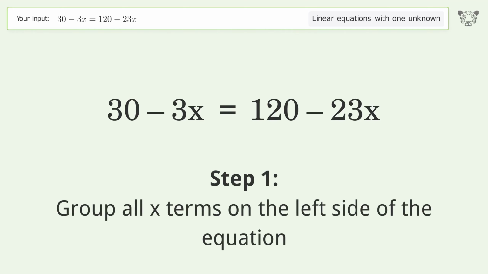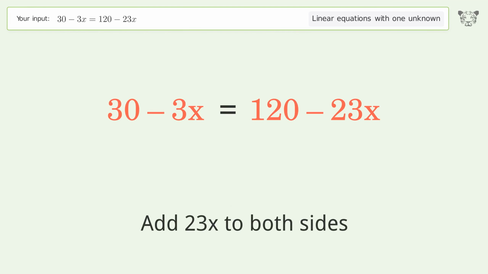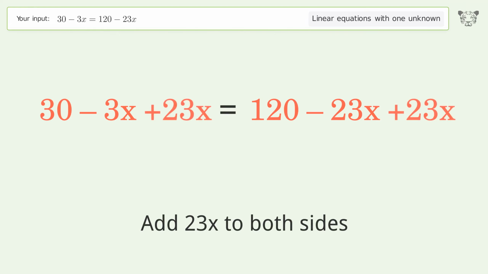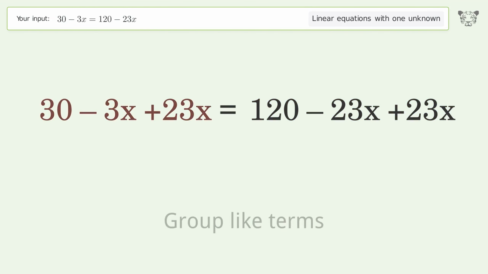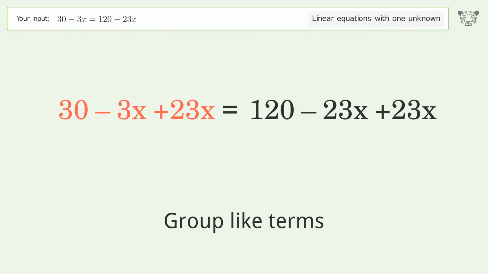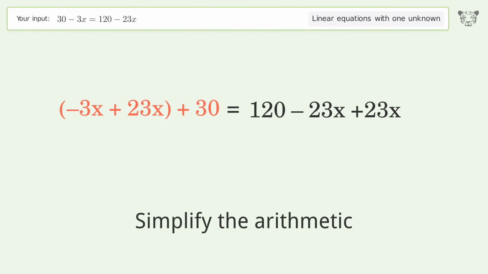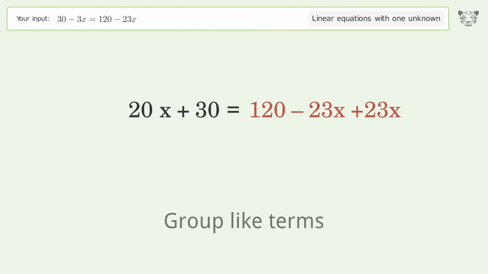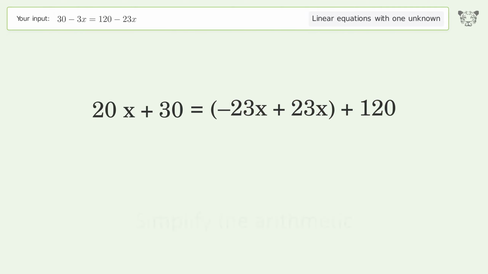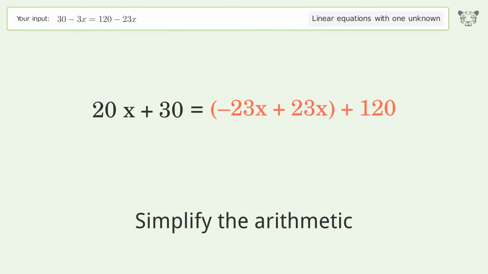Group all x terms on the left side of the equation. Add 23x to both sides. Group like terms. Simplify the arithmetic. Group like terms. Simplify the arithmetic.